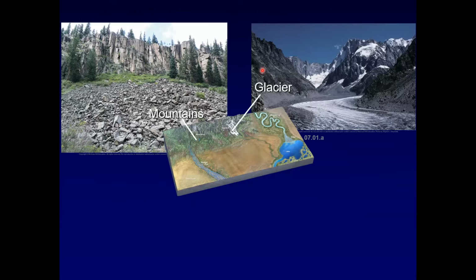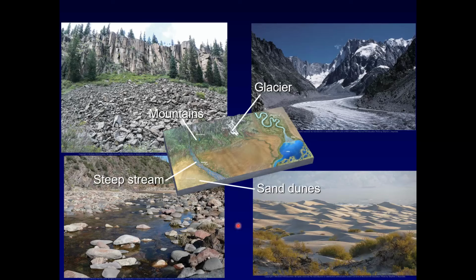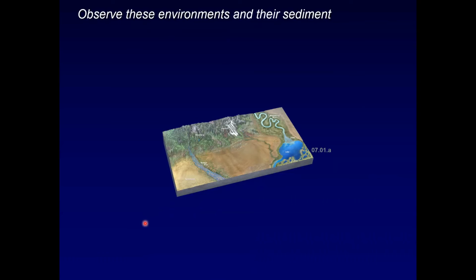Angular sediment from the mountains. A huge variety in sediment sizes from glaciers as well. This is in the French Alps. Now a steep braided stream. They become braided when they're less confined by, say, bedrock. They can move boulders and round material over time. This is Denali Park in Alaska. And sand dunes forming in dry climates. They usually have sand-sized grains of quartz in general. We'll get to the rest of it with this slide.